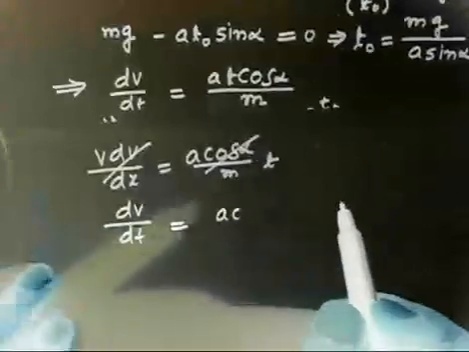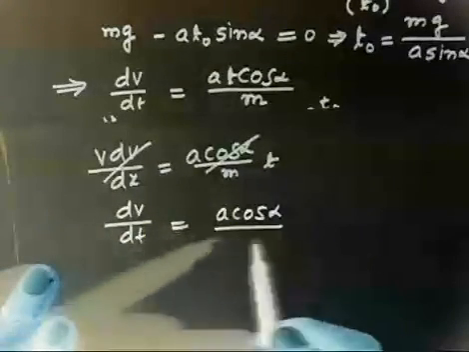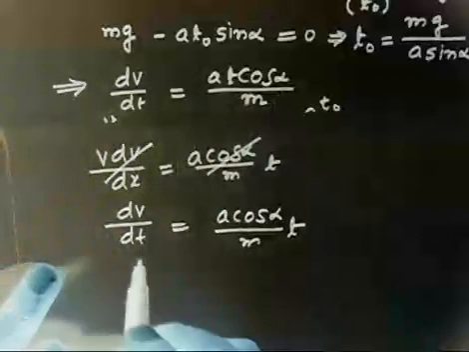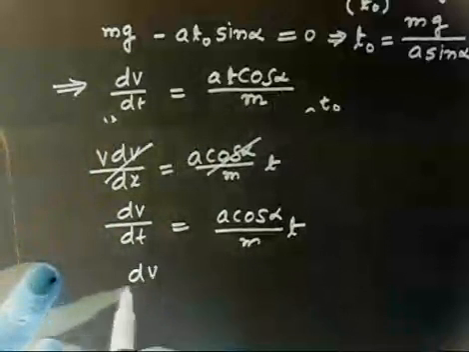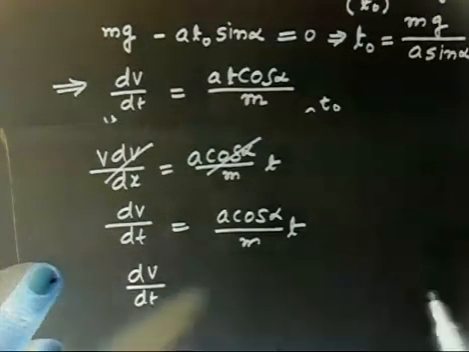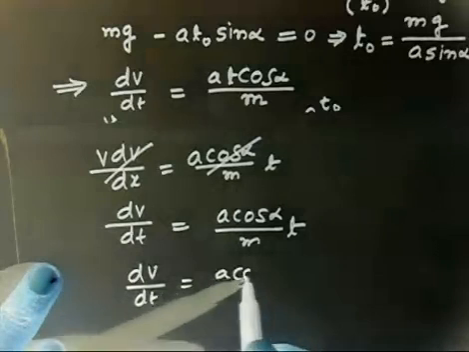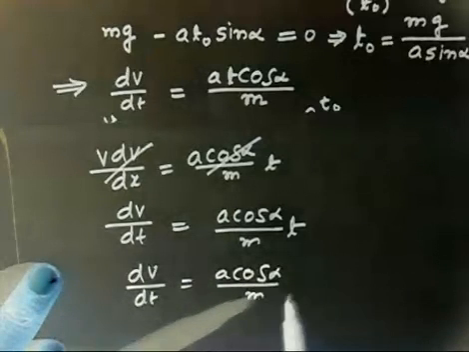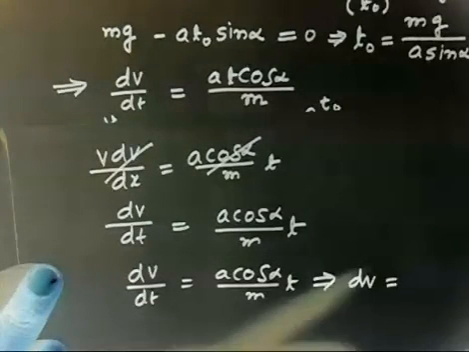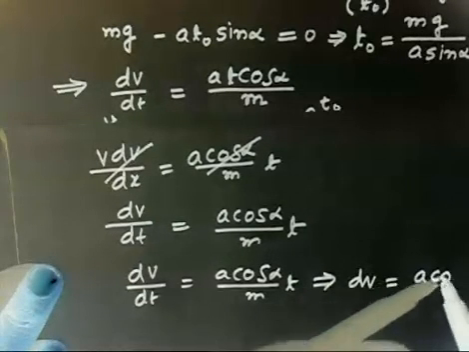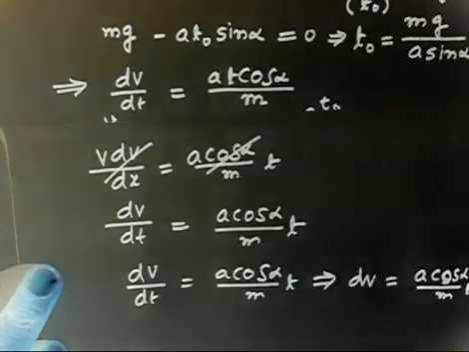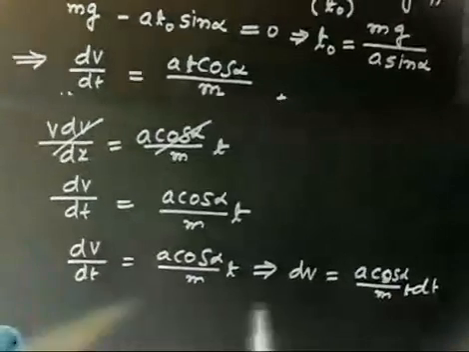Are you getting or not? So this is a cos alpha by m into t. So this is dv by dt. Now if I integrate this dv by dt, let us take dt that side, so a cos alpha by m into t. If I take this dt that side, this becomes dv is equal to a cos alpha by m into t dt. Are you getting? So this is t dt. So now I can integrate.